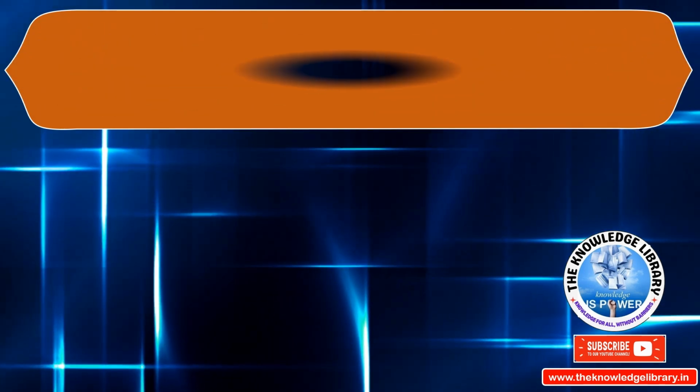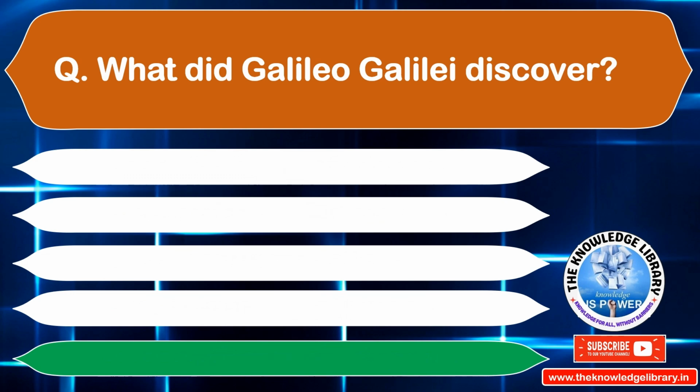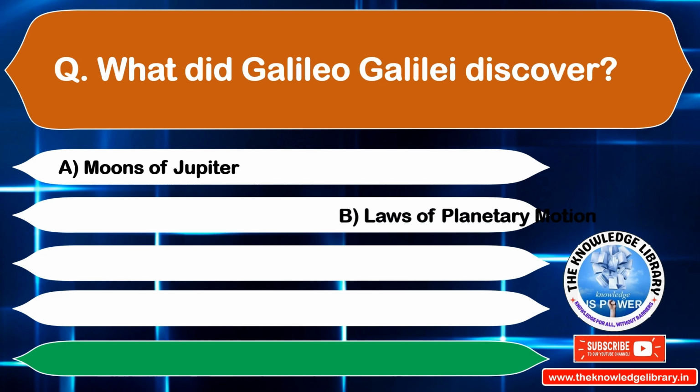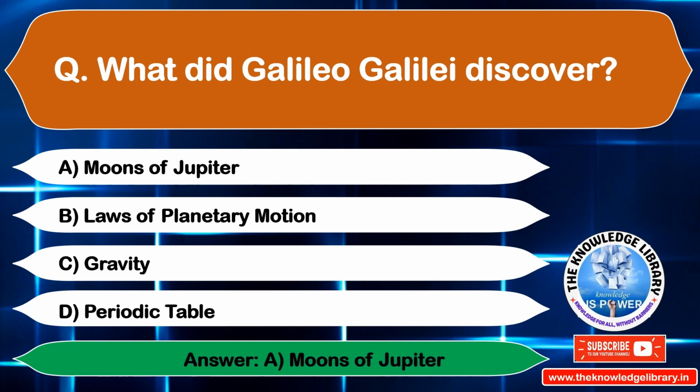Moving to the next question. What did Galileo Galilei discover? Option A, moons of Jupiter. Option B, laws of planetary motion. Option C, gravity. Option D, periodic table. The correct answer is option A, moons of Jupiter.